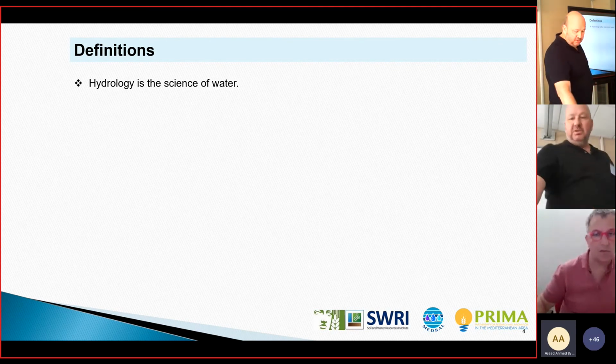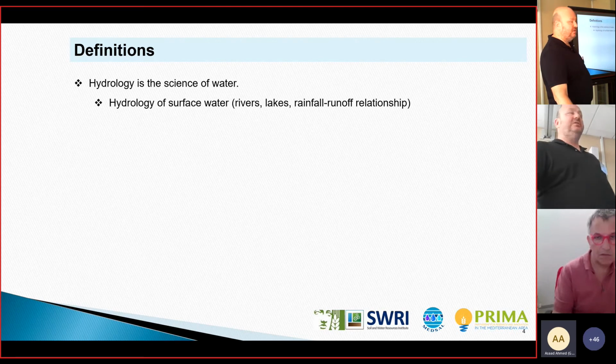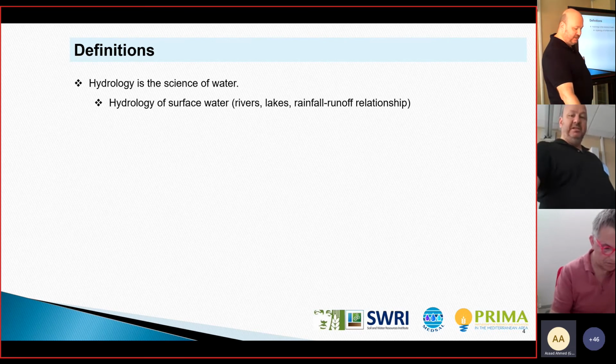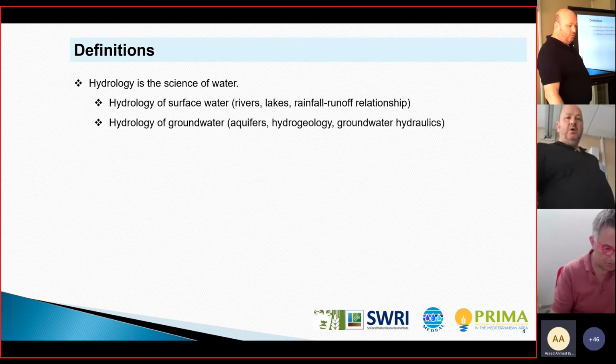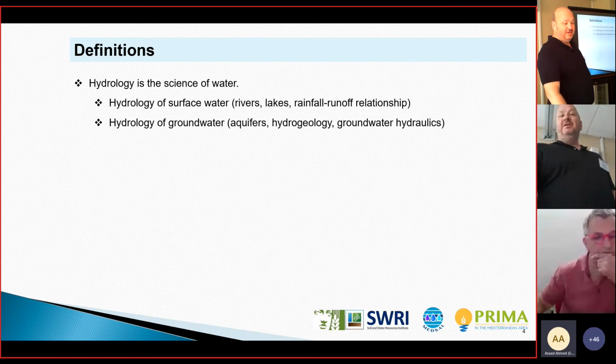So usually we split hydrology in subcategories. I will show you some of these categories. We have the hydrology of surface water, which is related to rivers, lakes, and also the relationship of rainfall runoff on catchments or basins. We have the hydrology of groundwater, which is related to aquifers. Similar terms are hydrogeology or groundwater hydraulics.